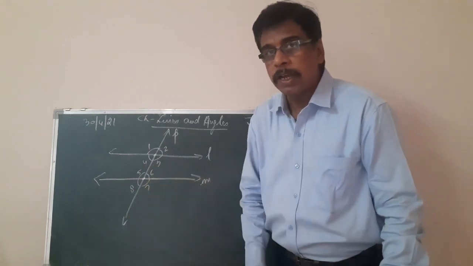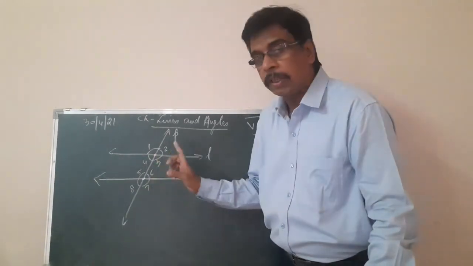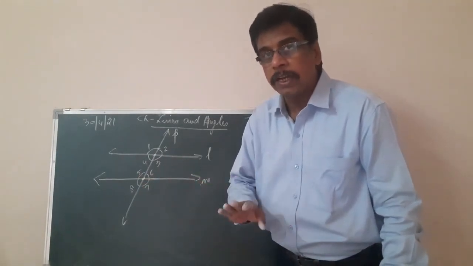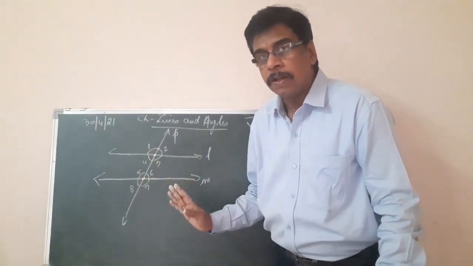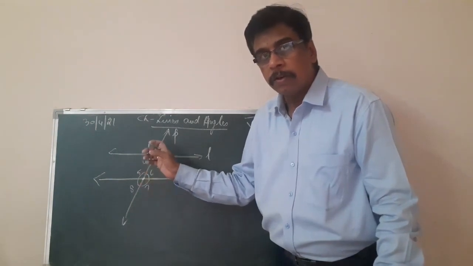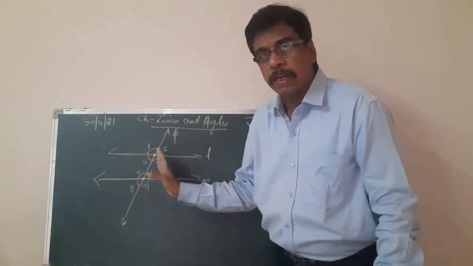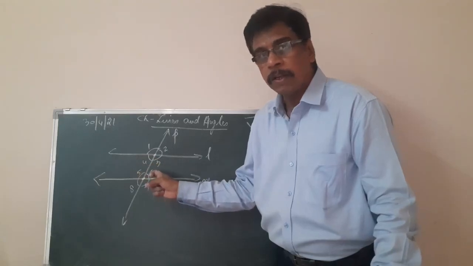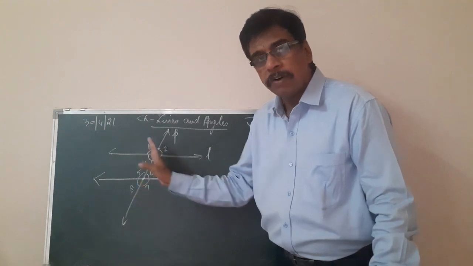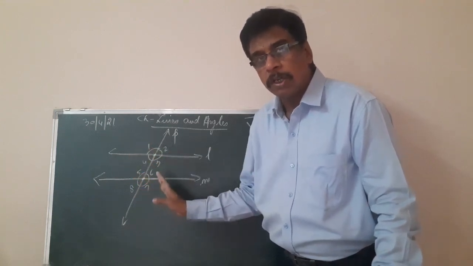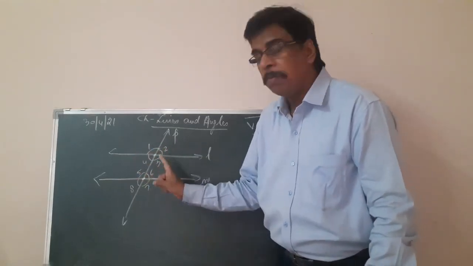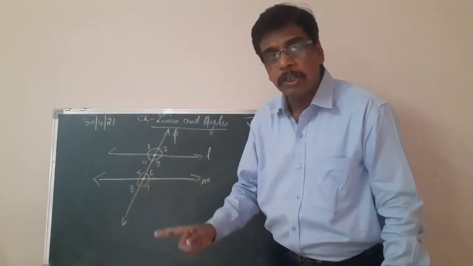We did alternate interior angles. First we know what are the interior angles. 3, 4, 5 and 6, they are the interior angles. Alternate interior angles are those angles which have different vertices, and they are on different sides. Angle 4 and angle 6. They are on different vertices, they are on different sides of the transversal, and they are in the interior. So 4 and 6, they are alternate interior angles. Similarly, 3 and 5, they are alternate interior angles.